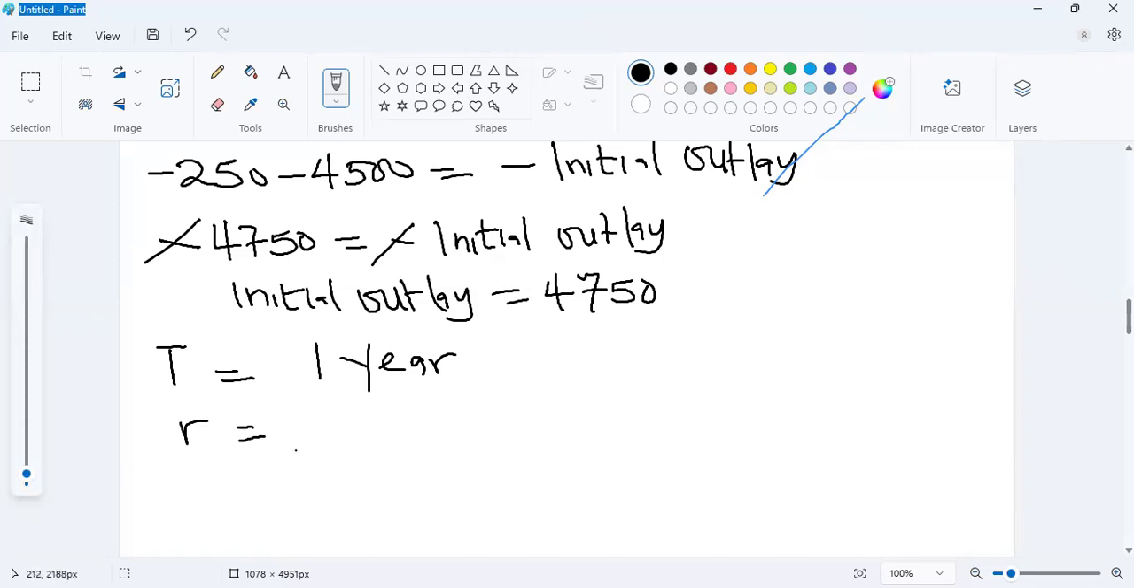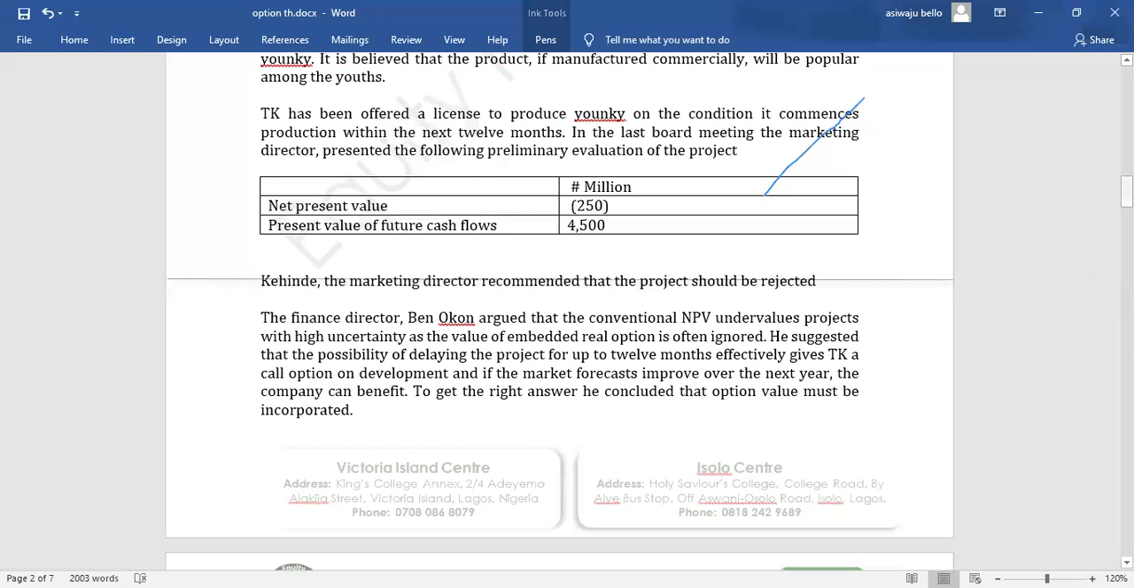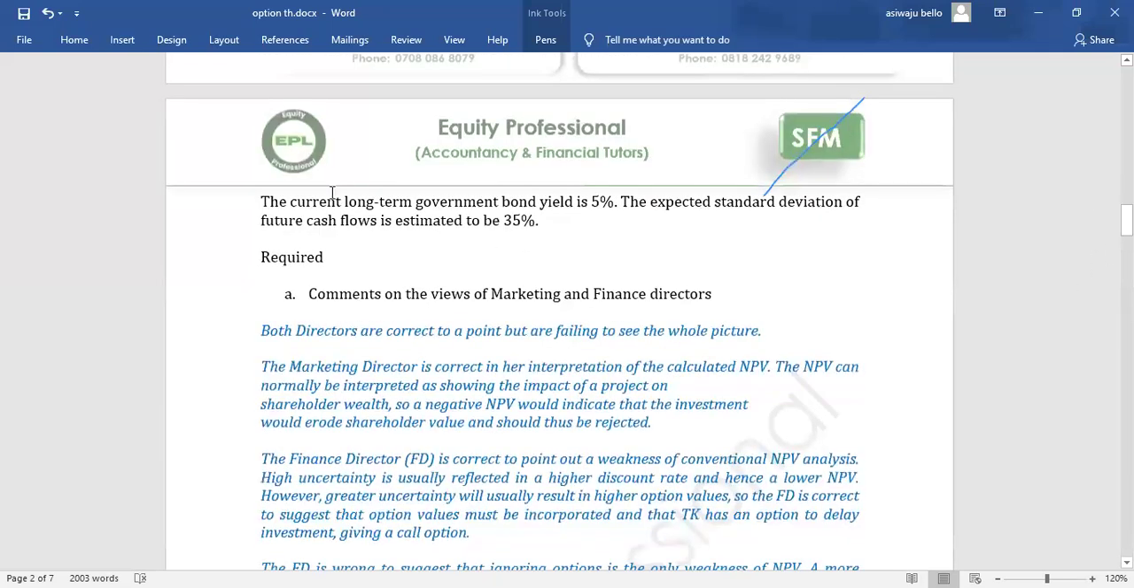Our R: what is the risk-free rate? Look at it here, please. The current long-term government bond yield. The interest rate on government bond is risk-free. That is 5%. Standard deviation is estimated to be 35%.